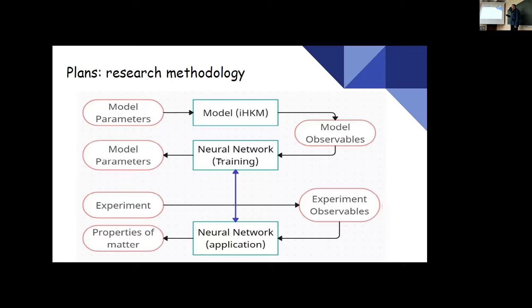And then again, we can take an experiment, which was already done, of course, and get the same observables, put them into your neural network and extract the properties of the parameters, or in this case, these are properties of the matter.